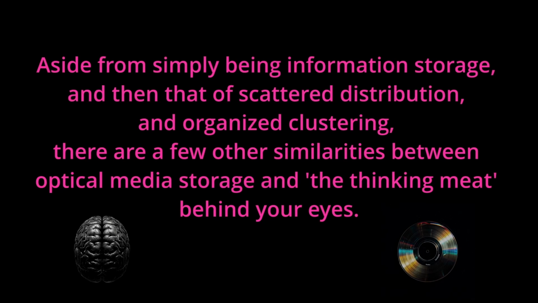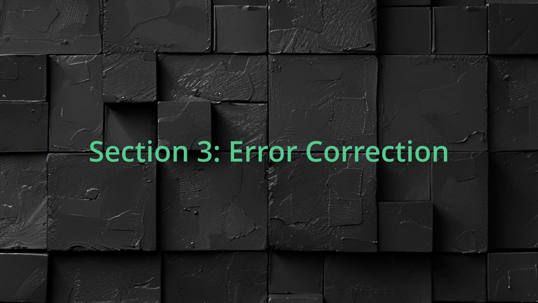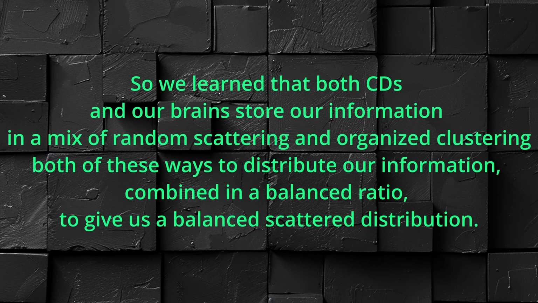Aside from simply being information storage, and then that of scattered distribution and organized clustering, there are a few other similarities between optical media storage and the thinking meat behind your eyes. Section 3, Error Correction. So we learned that both CDs and our brains store our information in a mix of random scattering and organized clustering. Both of these ways to distribute our information combine in a balanced ratio to give us a balanced scattered distribution.